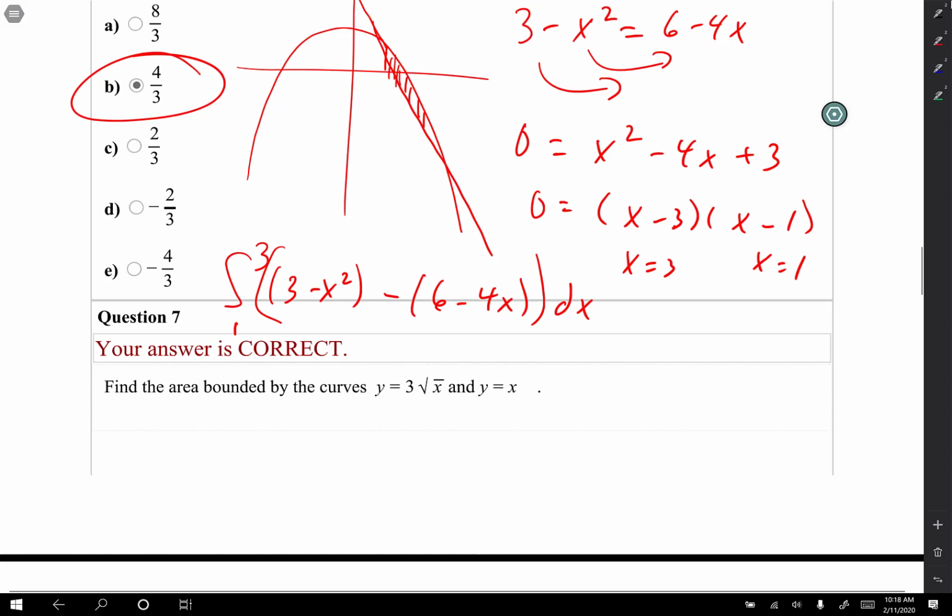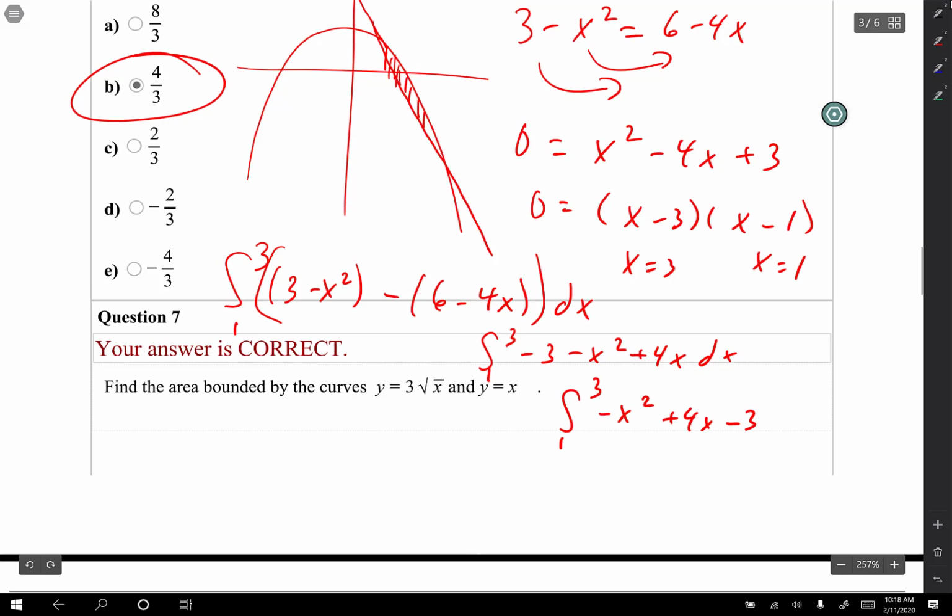3 minus 6 is a negative 3. So integral 1 to 3, negative 3. And then I only have a negative x squared, so minus x squared. And positive 4x. So let me rewrite it. Integral 1 to 3, negative x squared plus 4x minus 3.